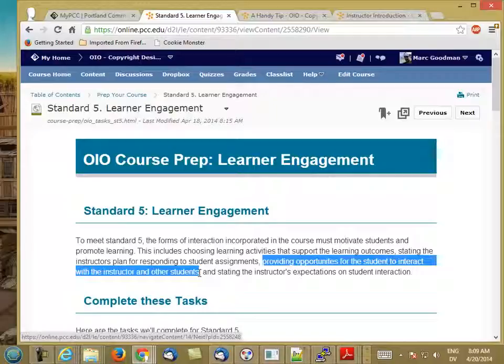And I also pick topics that I'm interested in talking about as well, because if I'm interested in participating in the discussion, the students will notice that I'm engaged in the course and I care about the material, and that models the correct behavior for them.